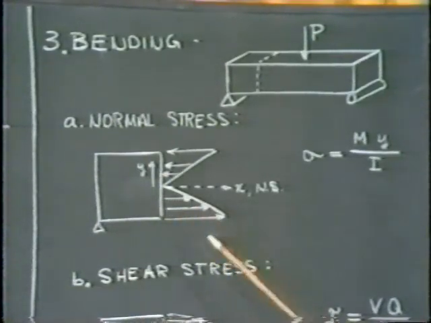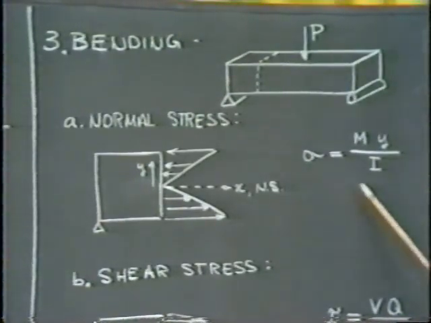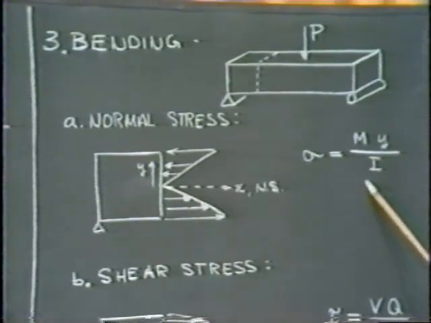Don't worry about that. Recall that the normal stress due to bending is a function of several properties. First of all, M. M is the internal bending moment. We would usually find that from the bending moment diagram, you recall.